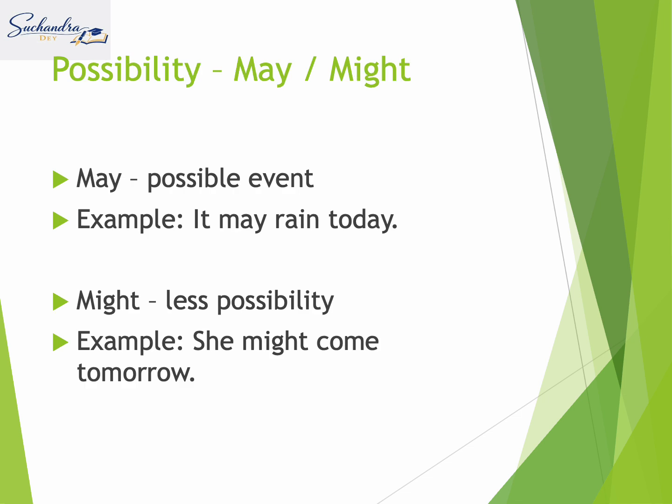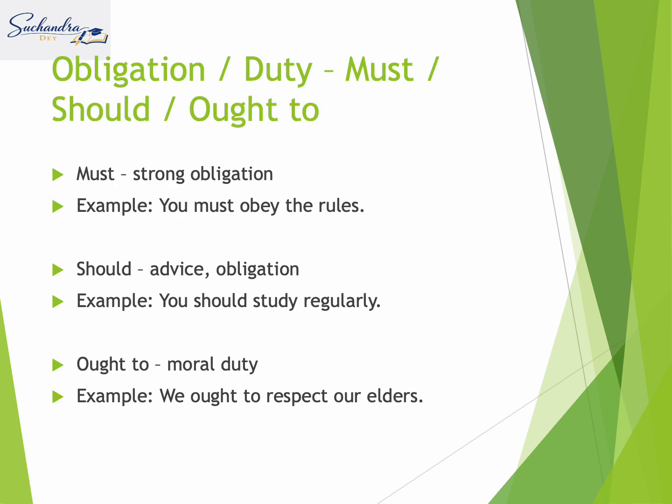Let us now talk about possibility. May shows possibility. It may rain today. Might shows weak possibility. She might come tomorrow. So, may indicates more possibility and might indicates less possibility. Complete this sentence. It dash rain tonight. May or might?